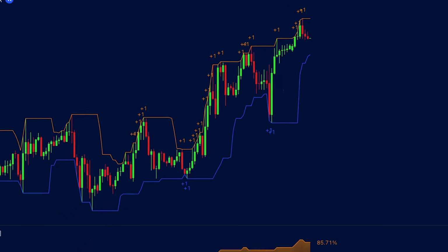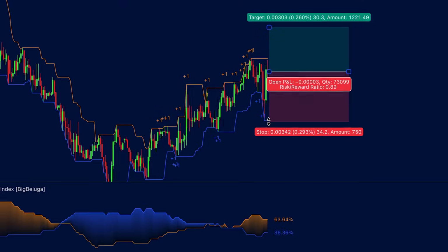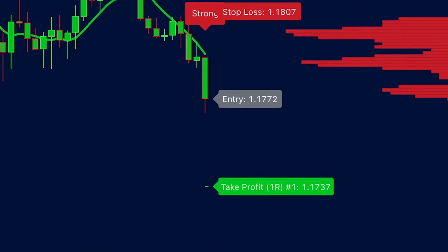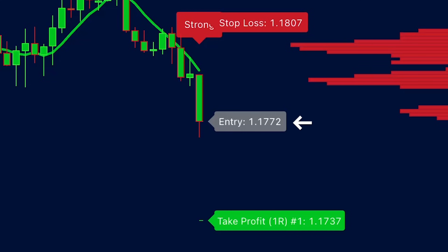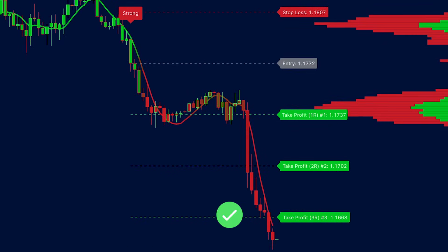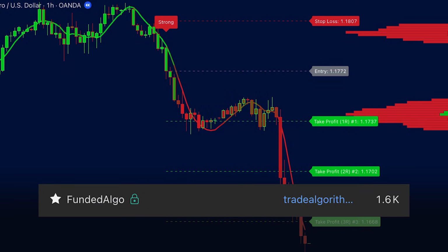Now, this strategy worked great, but let's be real. Trading with just one indicator is like driving blindfolded. You need a complete system that finds high probability trades, confirms them across multiple time frames, and locks in the biggest wins. That's exactly what my indicator funded algo does.